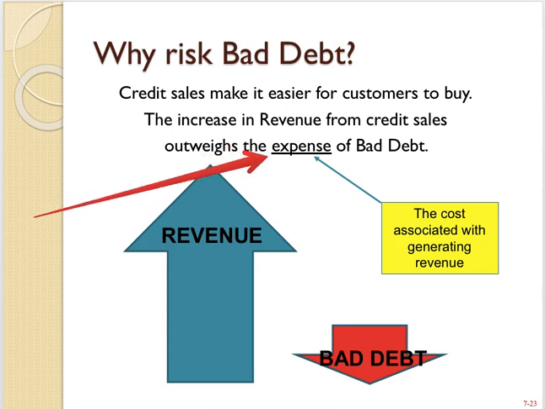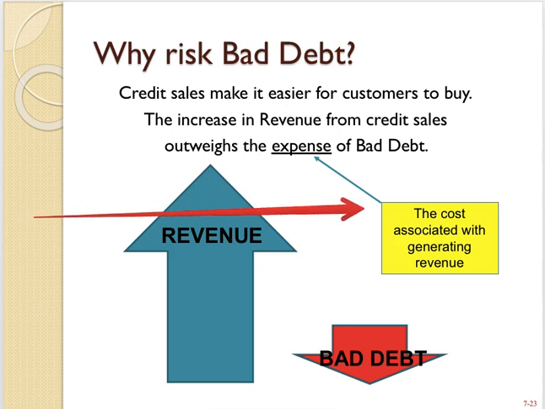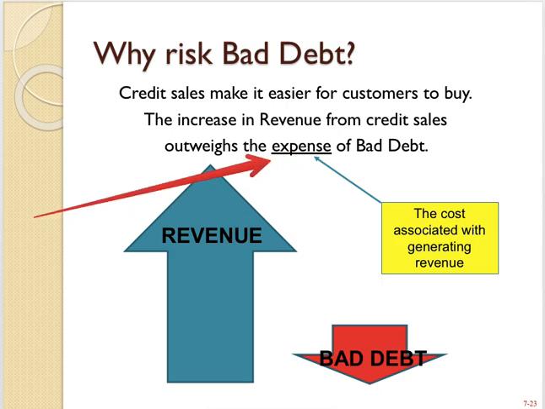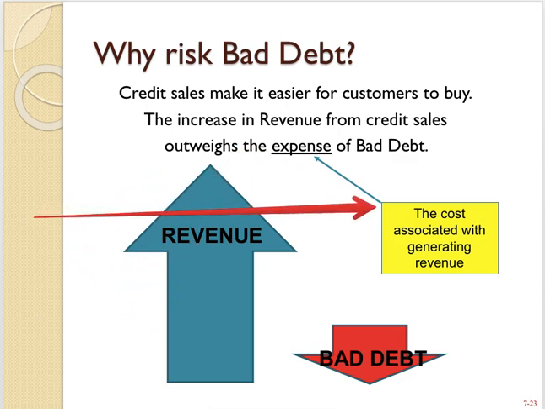Now, you notice here that I say that bad debt is an expense, okay? And it's an expense because it is the cost associated with generating revenue, right? We talked about expenses, goods and services used up to generate revenue. And that's kind of what happened here, we had to take that risk in order to generate this revenue. So that was the cost associated with generating this revenue.